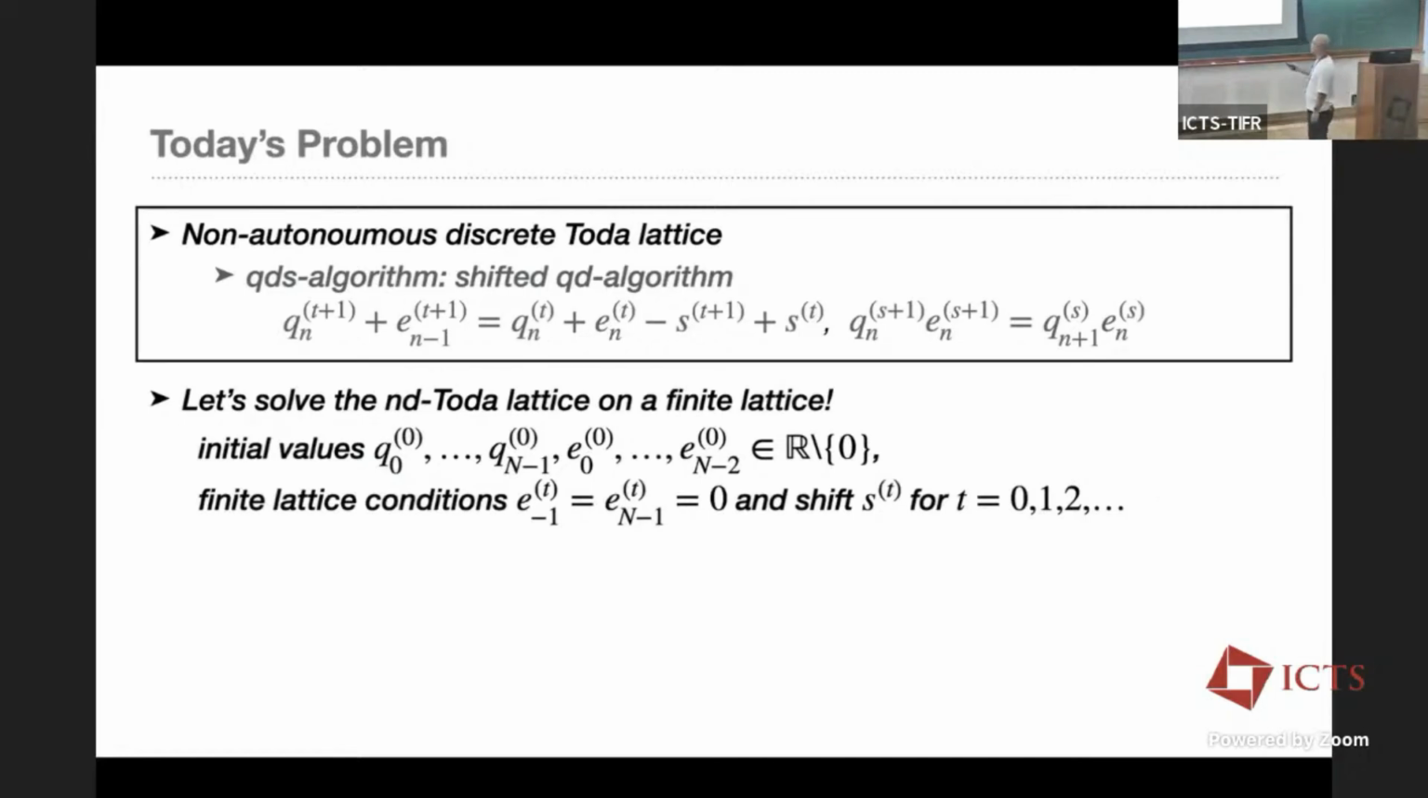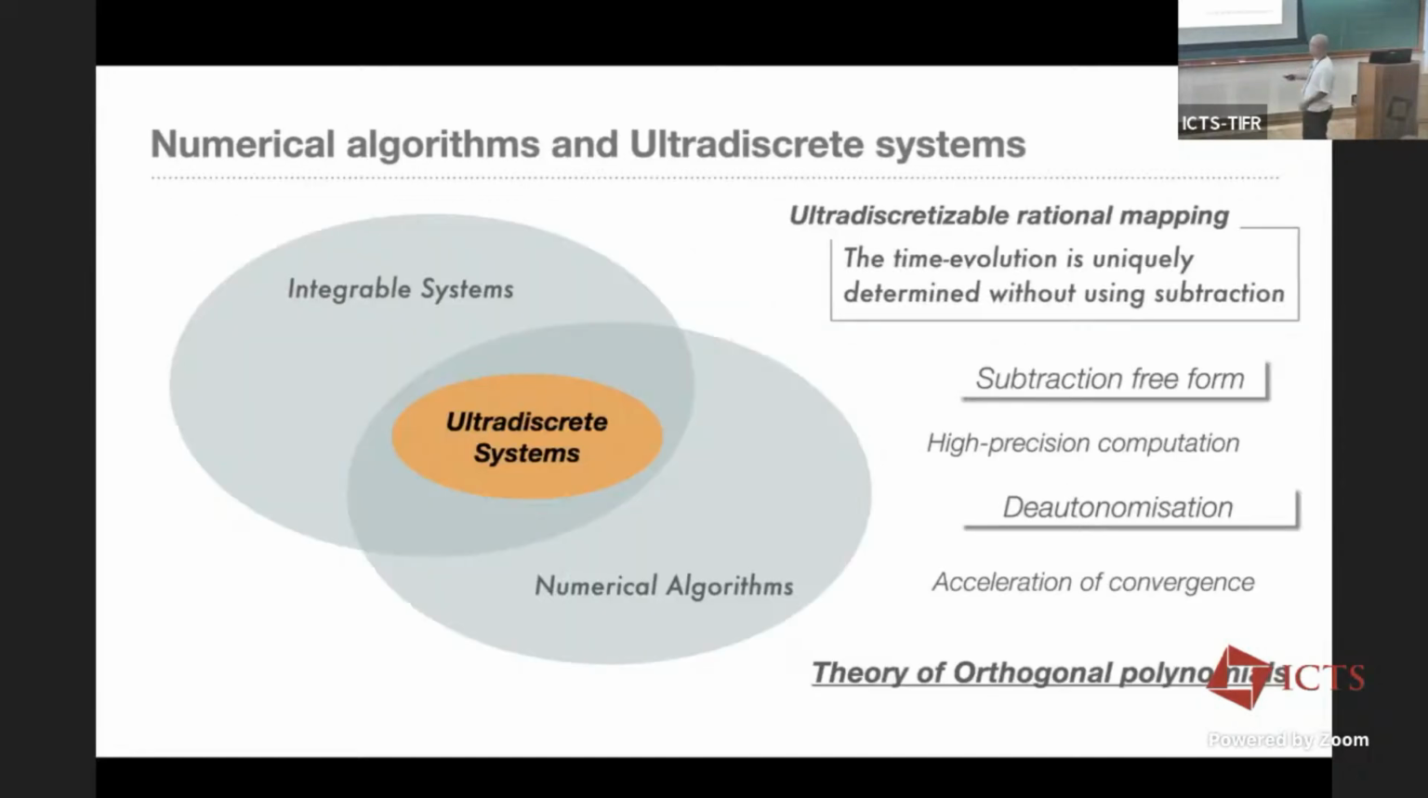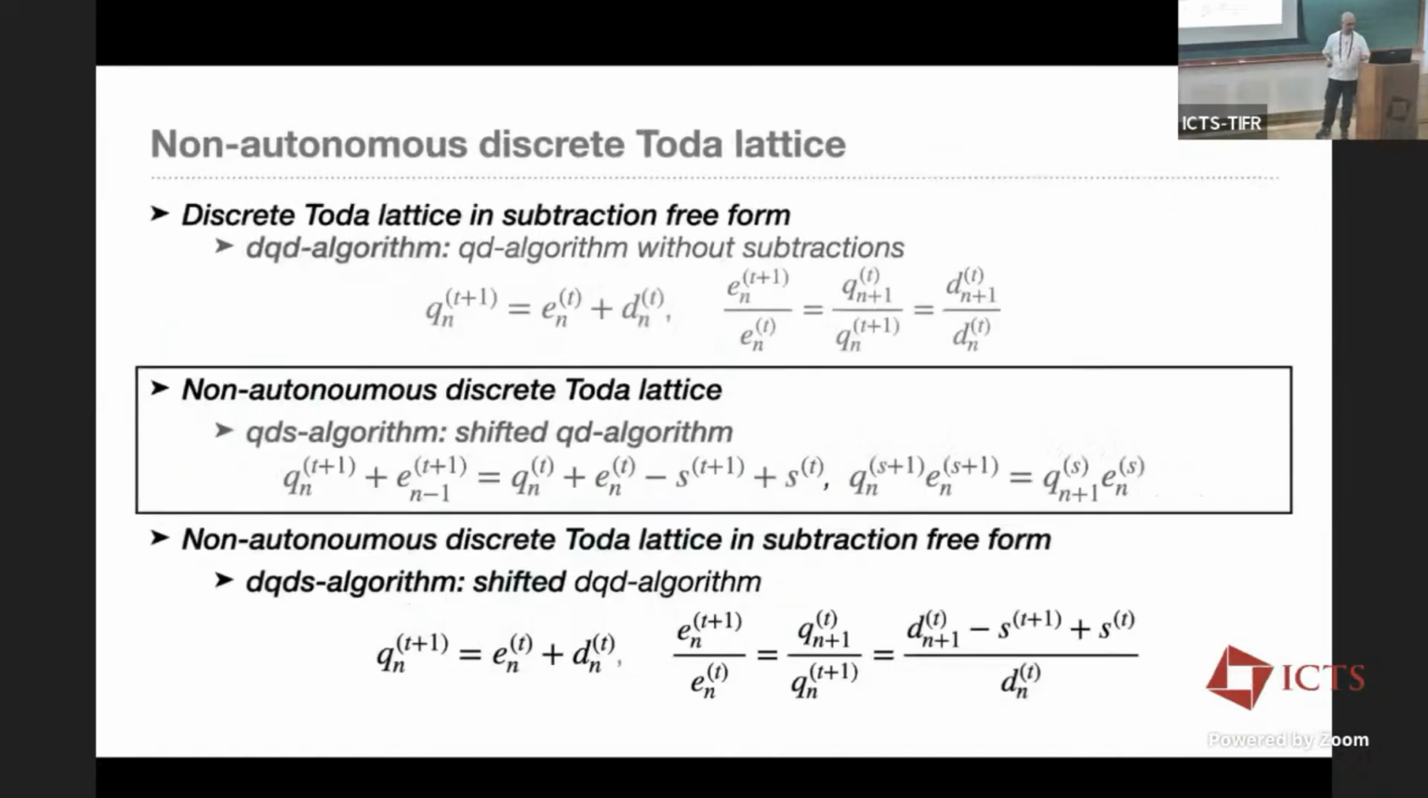Yes, and this already appears in the field of numerical algorithm. So this intersection between integrable systems and numerical algorithms will bring us some corresponding ultradiscretizable rational mapping. Ultradiscretizable means it doesn't contain any subtraction to compute the time evolution. Okay, so this is our model.